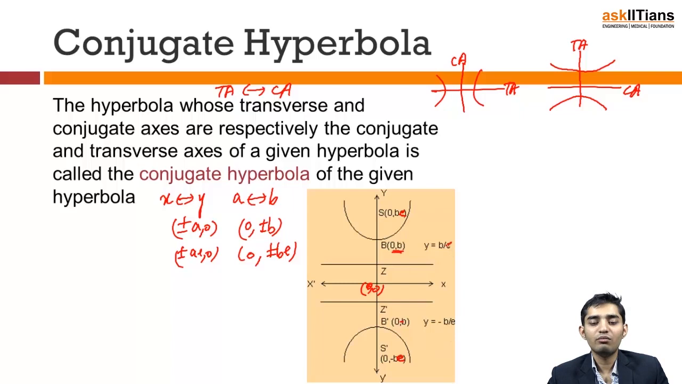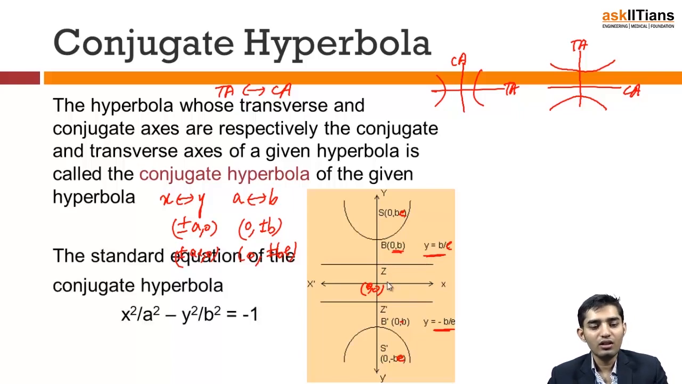Okay. Similarly, b by e is one directrix and minus b by e, y equal to, right? Swap x, y also. So there it was x equal to a by e. So here it is y equal to b by e. Swap x, y, swap a, b. So you will get everything. Okay. And what will be the standard equation of conjugate hyperbola? In standard equation of conjugate hyperbola, you will just replace 1 by minus 1, right? So wherever there is 1, you will just replace by minus 1. So you will get the equation of conjugate hyperbola.